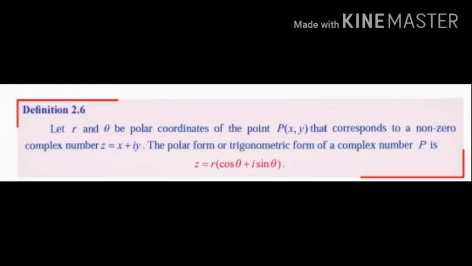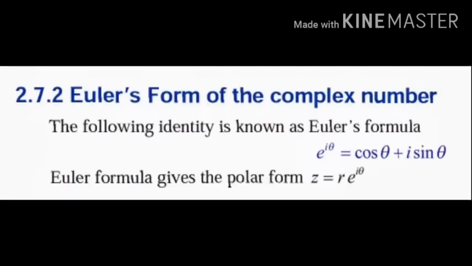First, we are going to see the definition of polar form. So, what is polar form? Polar form is also known as trigonometric form. They will give you a complex number, students, that is z equal to x plus iy. If I convert this z equal to x plus iy as z is equal to r cos theta plus i sin theta, then I can say that is the polar form of the given complex number, and this is the definition given here, students.